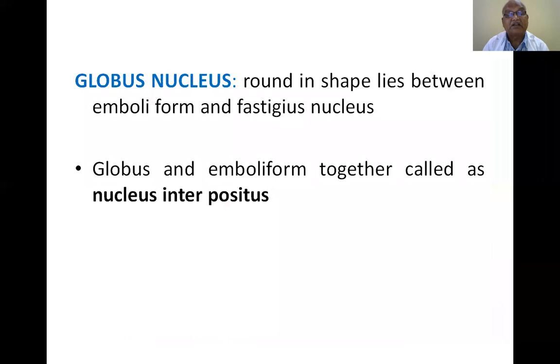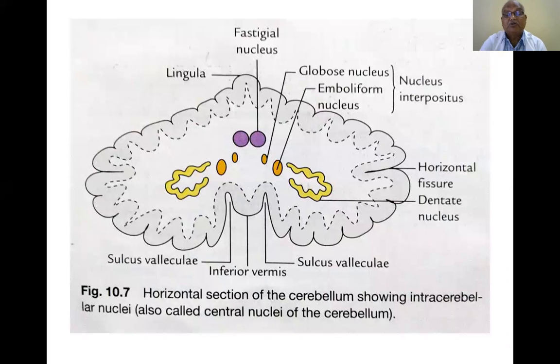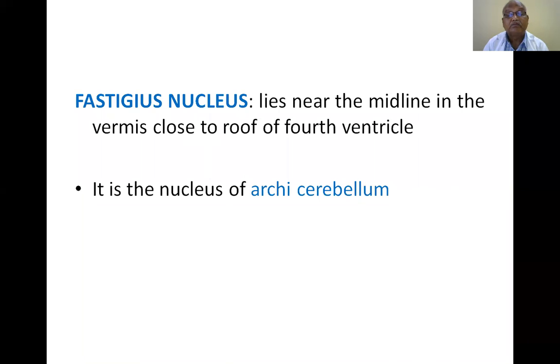Now the globose nucleus, round in shape, lies between the emboliform and fastigial nucleus. So this is the globose nucleus, present between the fastigial nucleus and the emboliform nucleus. The fastigial nucleus lies near the midline in the vermis, close to the roof of the fourth ventricle. It is the nucleus of the archicerebellum, the oldest cerebellum. So it is present in the flocculonodular lobe.